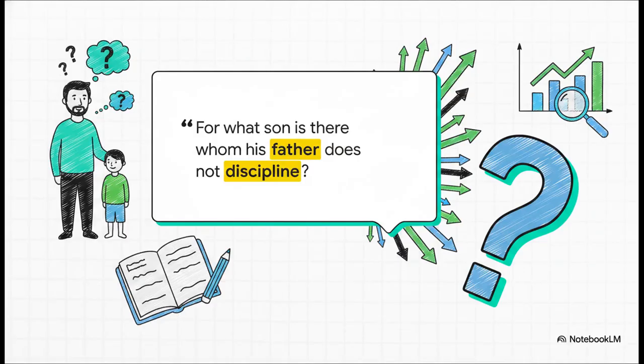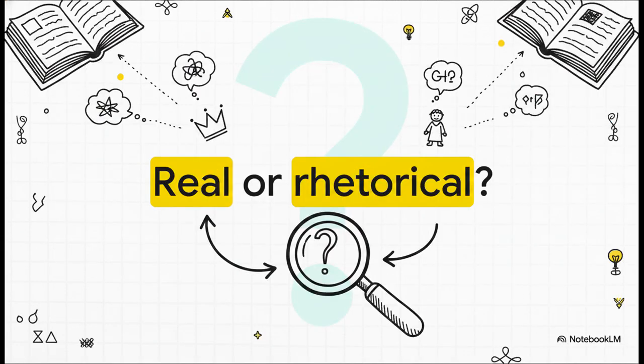Now, contrast that with this verse from Hebrews. "For what son is there whom his father does not discipline?" Now, is the writer genuinely asking the audience to compile a list of undisciplined children? Like, is he looking for data on parenting statistics? Real or rhetorical? It's clearly rhetorical. The author is just using that question format to make a theological point about God treating them as sons.